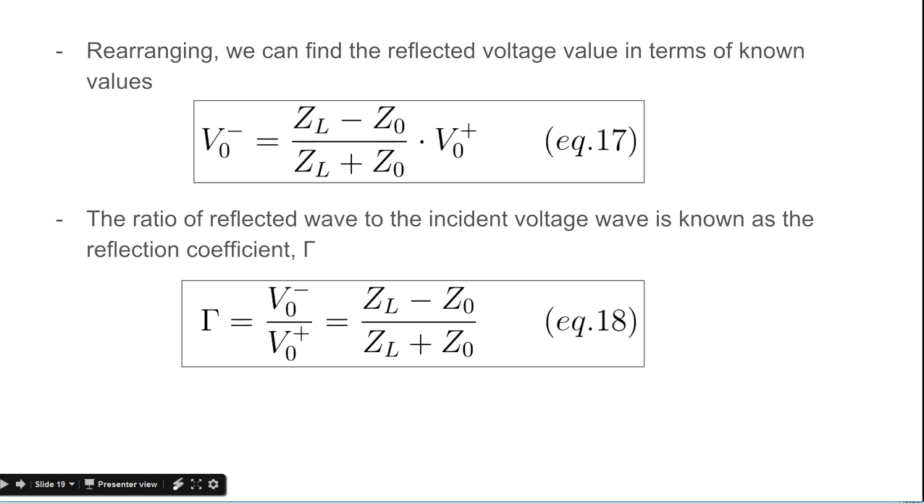So the ratio of the reflected wave to the incident voltage wave, which is also known as the reflection coefficient, is given by V naught minus divided by V naught plus, that is ZL minus Z naught divided by ZL plus Z naught. An important case should be observed from this equation. When the load impedance matches the characteristic impedance of the transmission line, the reflection coefficient becomes 0 and therefore there is no reflected wave. This load is also referred to as being matched to the transmission line.